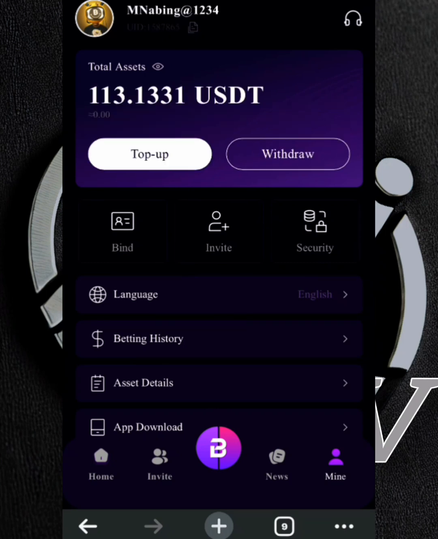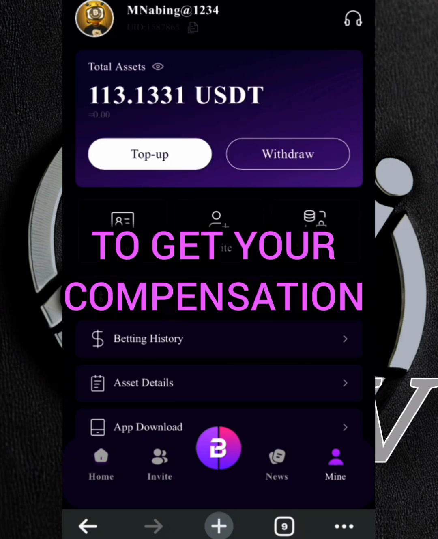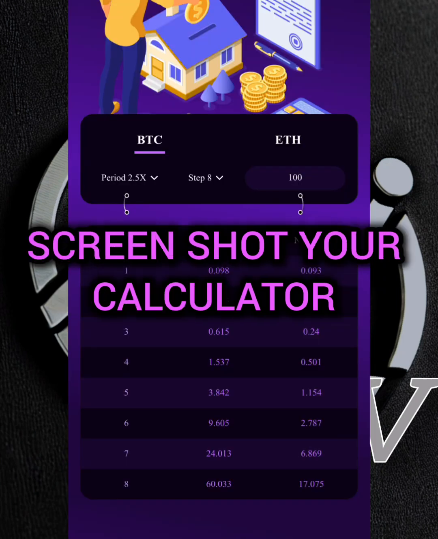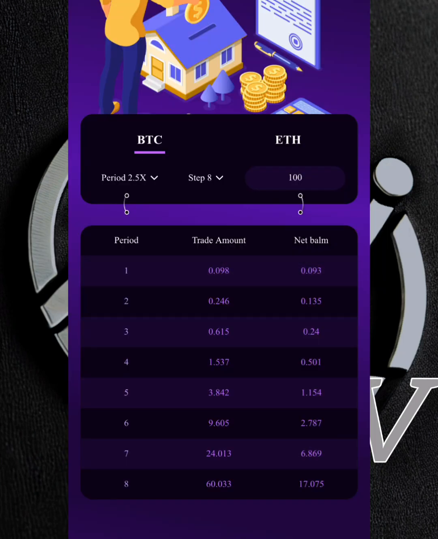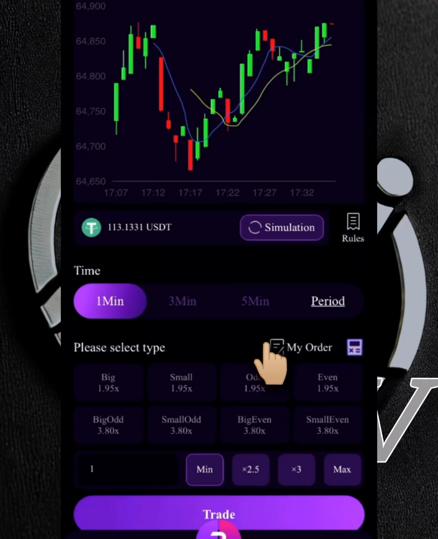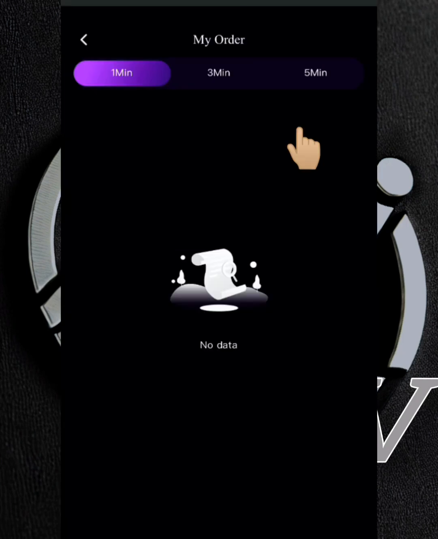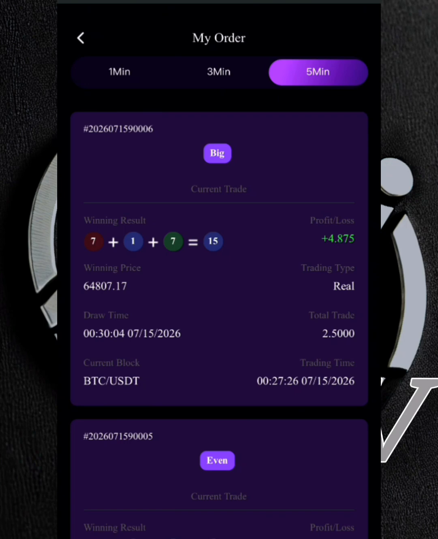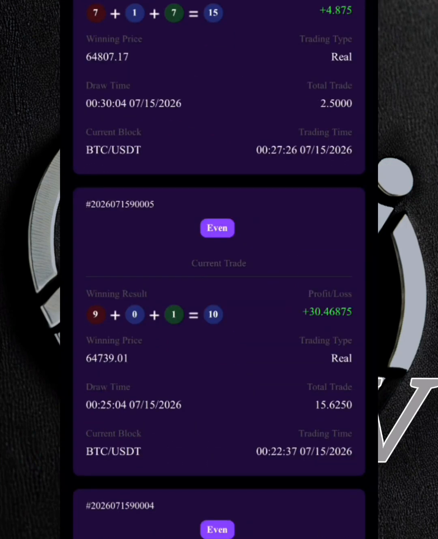You make sure you use the calculator. If you lose up to the 8th phase using your signal group and the calculator, to get your compensation, you just need to contact the customer care, ensure the calculator, and screenshot your trade history. Come to this place where you have my order, come to the 5-minute section which you are trading, and screenshot your previous trades that have lost up to the 8th phase. Give it to the customer care, be compensated fully.